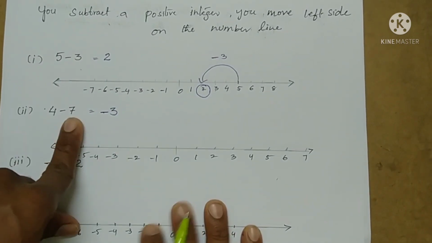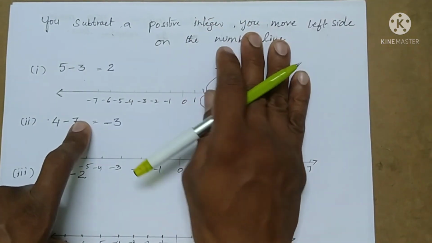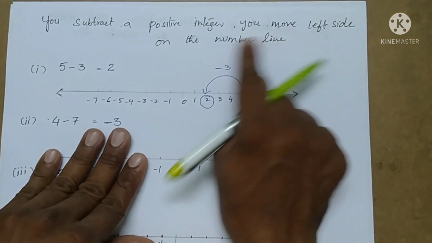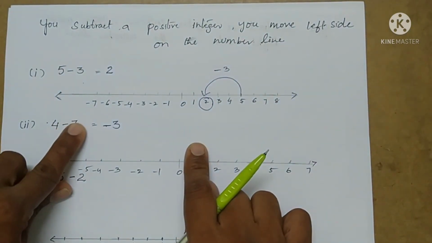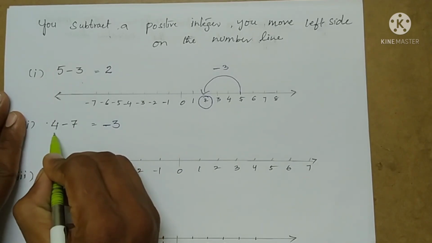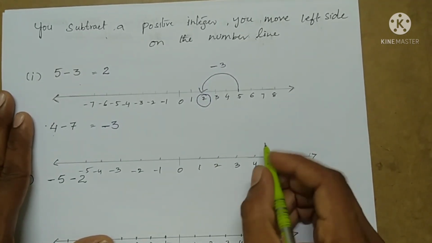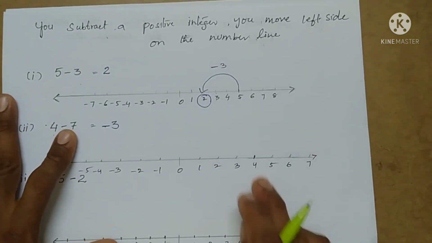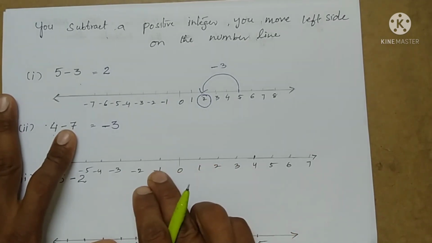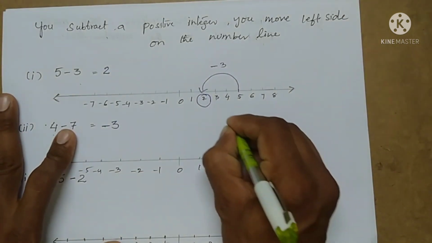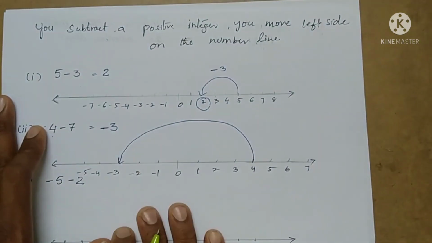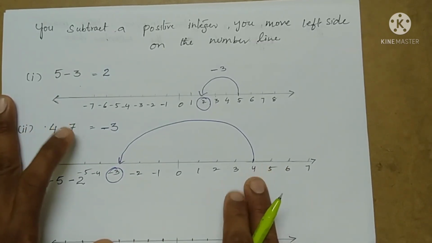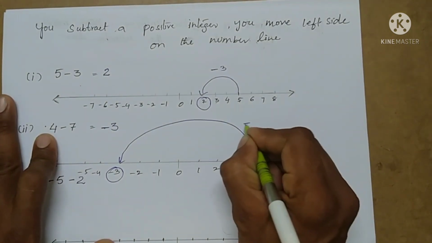What is our condition? From this statement we can conclude that we have to move left on the number line. You subtract a positive integer, you move left. So 4 is a positive integer, and position 4 on the number line is here. Minus 7: 1, 2, 3, 4, 5, 6, 7. So this is the result. Minus 3 is the result when we subtract 7 from 4.